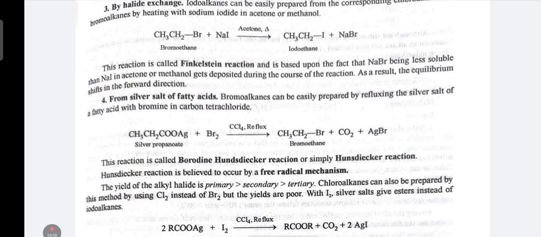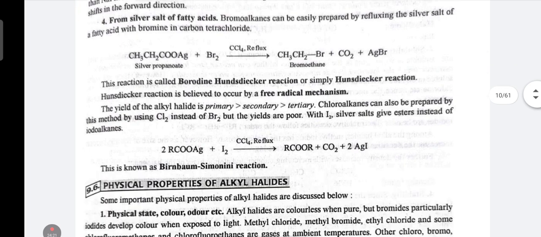This reaction is known as the Finkelstein reaction and is based upon the fact that NaBr is less soluble than NaI in acetone and methanol, so it gets deposited during the course of the reaction. As a result, the equilibrium shifts in the forward direction.